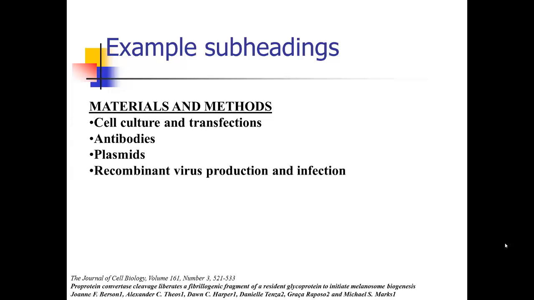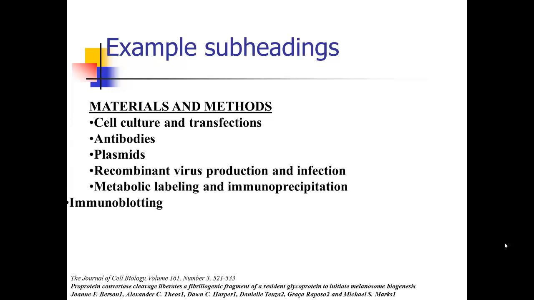Here's another one. This was looking at flying of albatrosses, and so they started with subjects, the subjects being the albatrosses, and experimental protocols, hardware. They're doing some GPS tracking, GPS data processing, and wind. So that's another set of subheadings. Another paper had cell culture and transfections. This is a biological paper: antibodies, plasmids, recombinant virus production and infection, etc. You get the idea. So having a very specific section for each of those important pieces of the experiment.